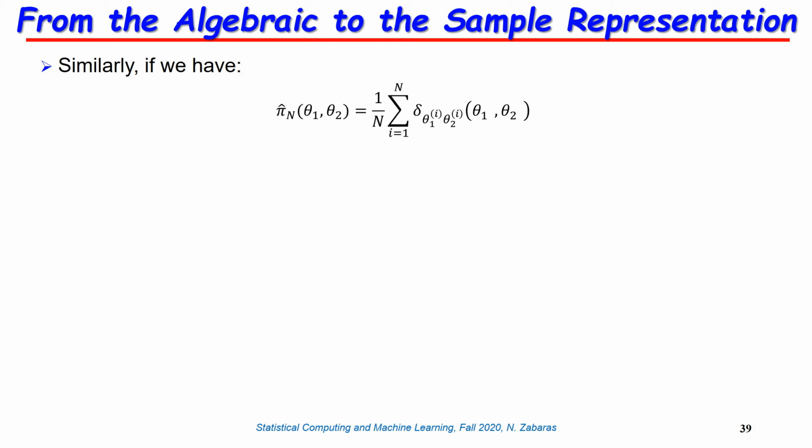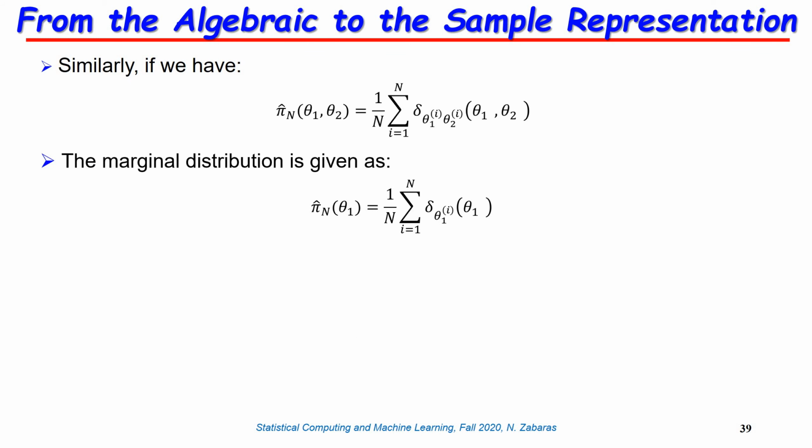Now, interestingly, if you have, let's say, two random variables theta 1 and theta 2, and you write the Monte Carlo approximation of the distribution with samples theta 1 and theta 2 as you see here, if you need to marginalize, the marginal distribution is immediately given by getting rid of theta 2 i and only keeping these delta functions in theta 1. You can immediately guess the reason: if you integrate over theta 2, the integral over these delta functions in theta 2 will give you 1, and you are left with the delta functions in theta 1 alone.